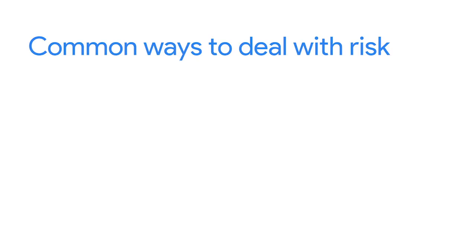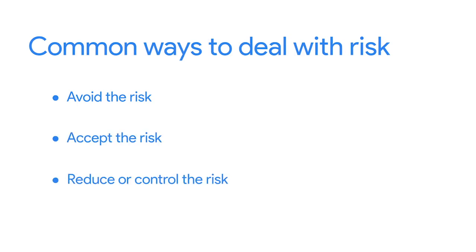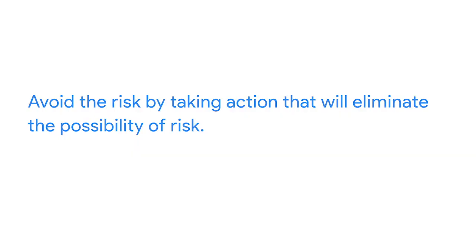There are 4 common ways to mitigate risk. You can avoid it, accept it, reduce or control it, or transfer it. Let's discuss each option using the office screen example. Sometimes you can avoid the risk altogether. For example, if you learn that a certain contractor you've considered working with on your office green project has a poor reputation for meeting deadlines, then you might choose to avoid that risk by hiring a different contractor.